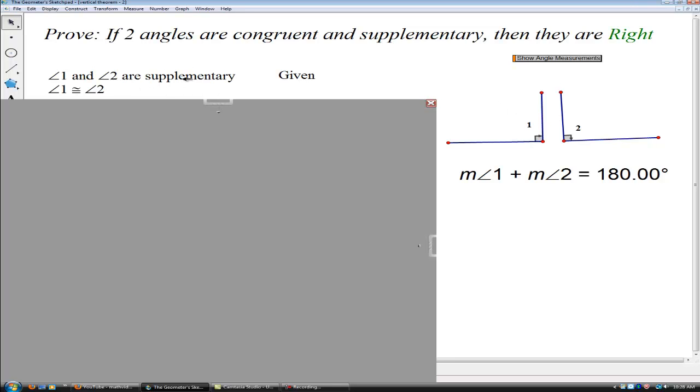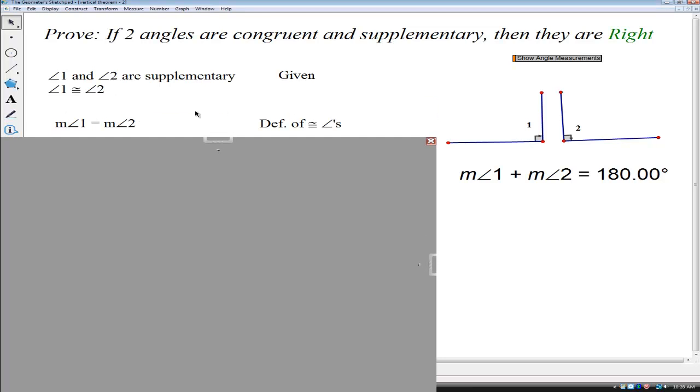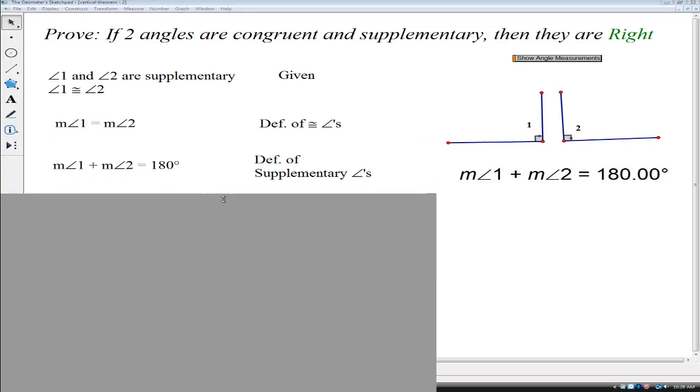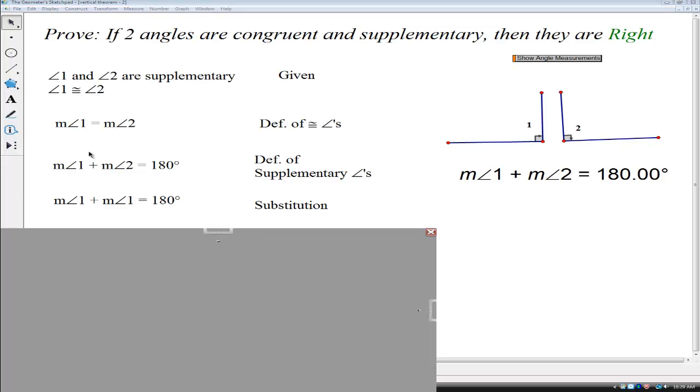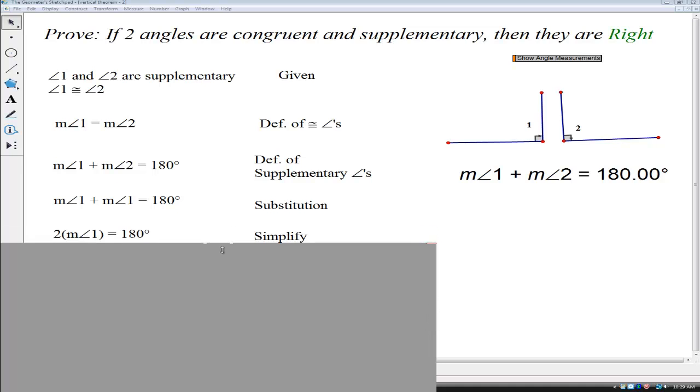1 and 2 are supplementary, 1 is congruent to 2, that's given. Measure of 1 equals measure of 2, that's our definition of congruent angles. Measure of 1 plus measure of 2 is 180, definition of supplementary angles. Since the measure of 1 equals the measure of 2, I can substitute and have the measure of 1 plus itself equals 180.